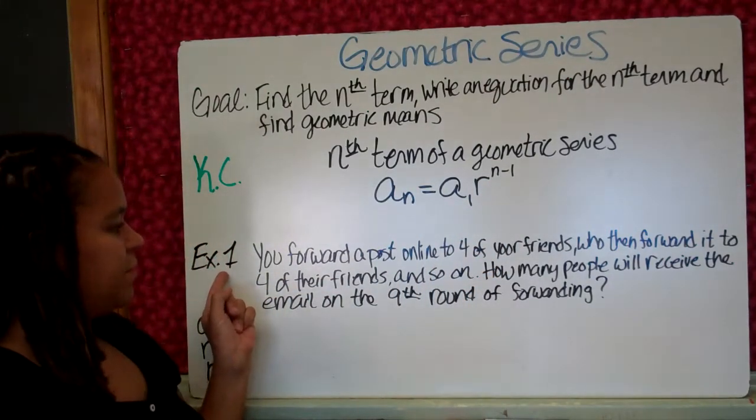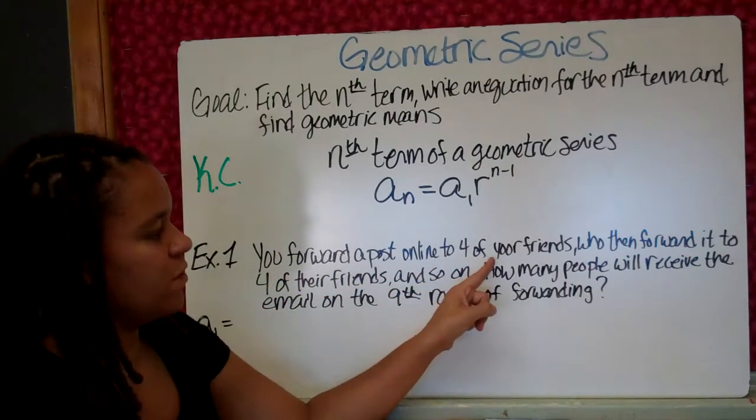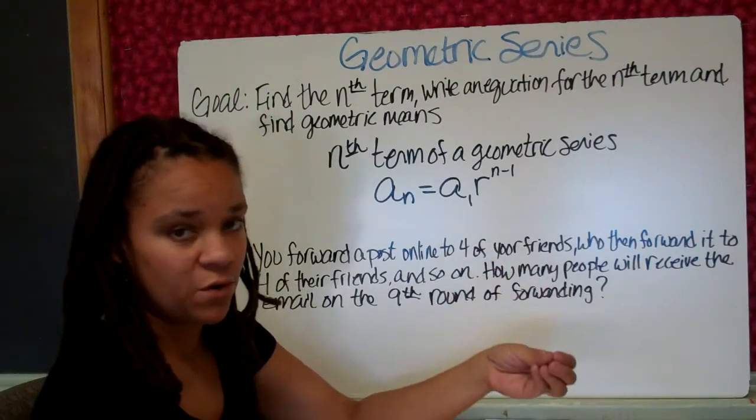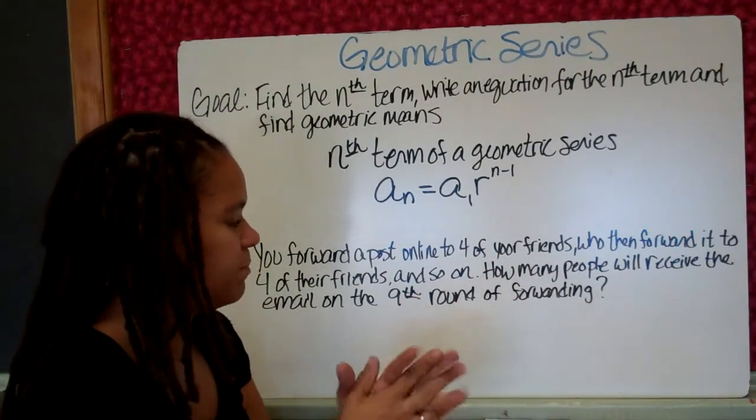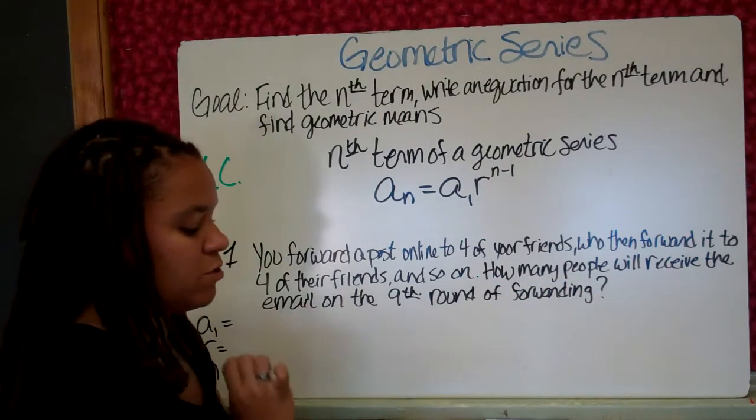So here's our first example, real world. Suppose you forward a post online to 4 of your friends, who then forward it to 4 of their friends, and so on and so forth. So everybody forwards it to 4 more people. How many people will receive the email on the 9th round of forwarding?